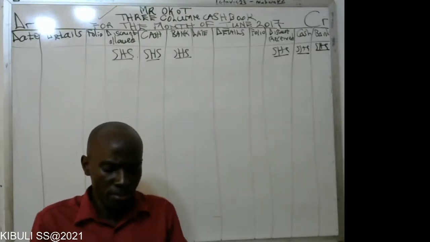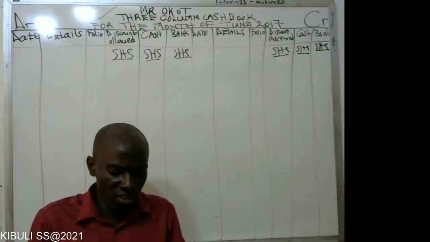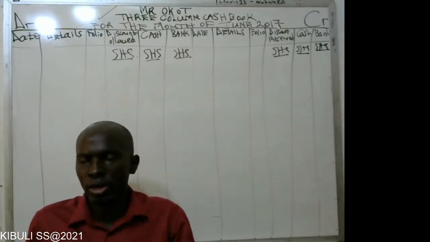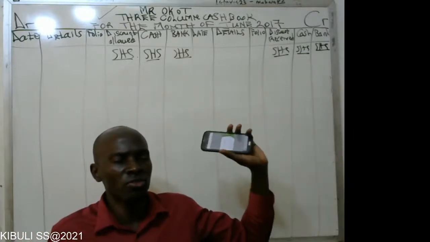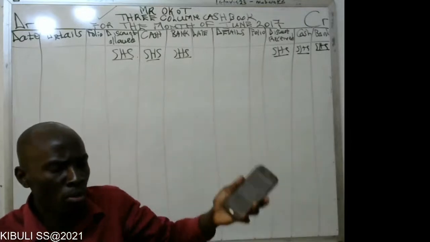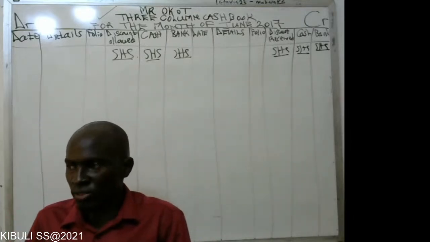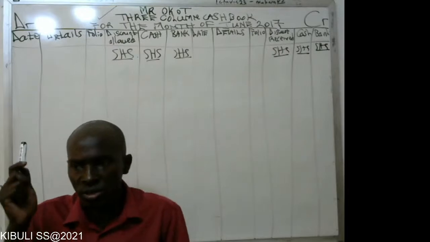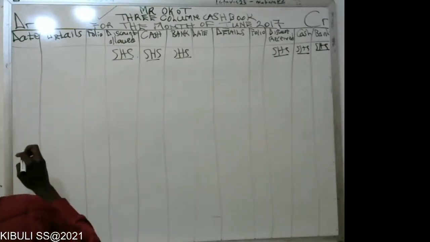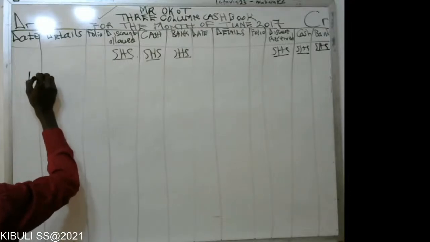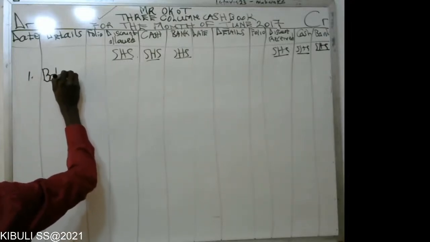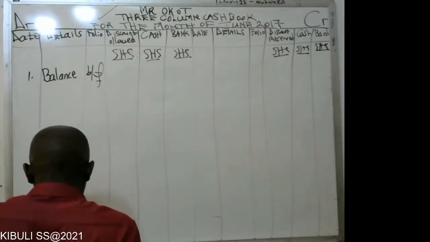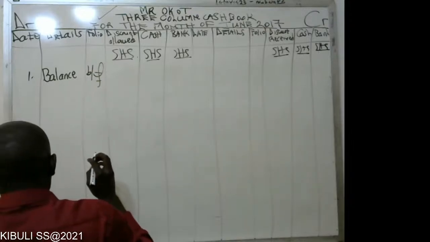Okay, let us begin our transactions. June 1st, balance brought down, cash 25,000 shillings. That one we already recorded. We saw it in one of the examples in the 2-column cash book. We said if it is not a start of business, then you don't call it capital. You simply record balance brought forward. So on the first, you have your balance brought forward, now for the current period, not down, for cash, 25,000.